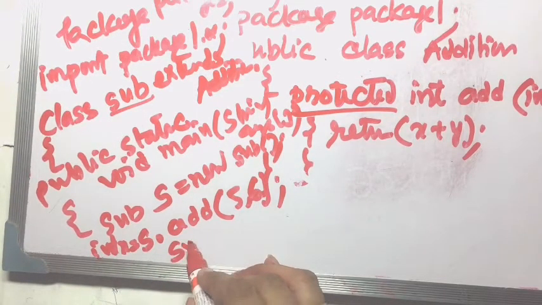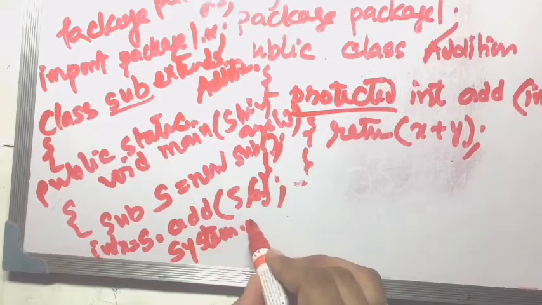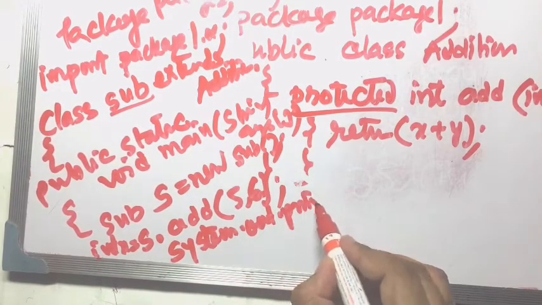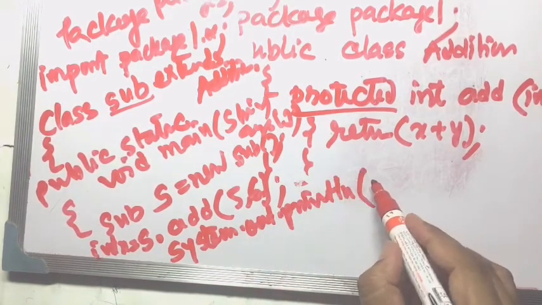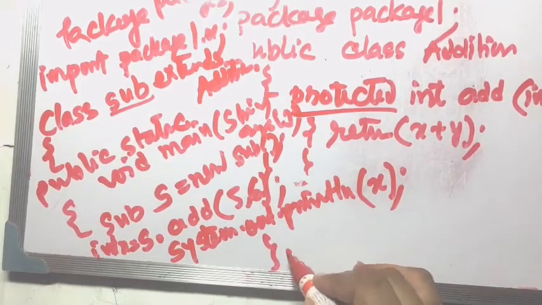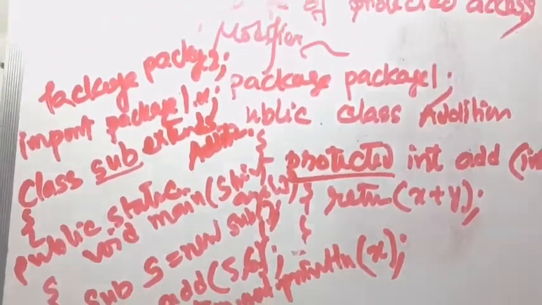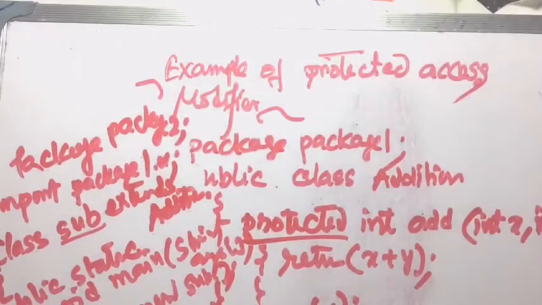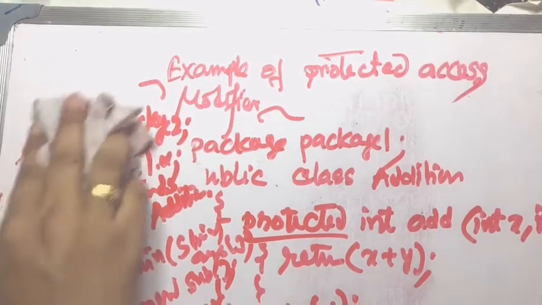So now System.out.println, we can print the value, result is x. So using protected access specifier, we can inherit the method from one class to another class, from one package to another package. This is the basic concept of protected.